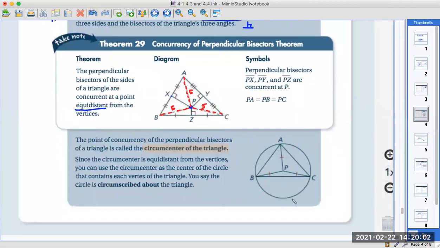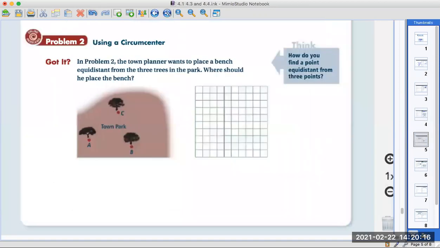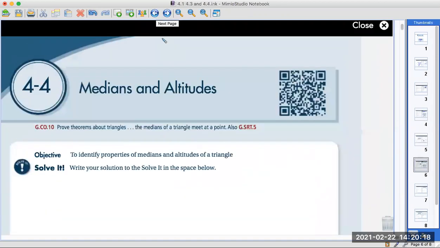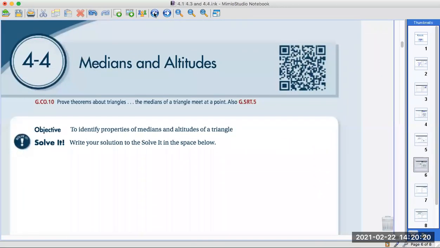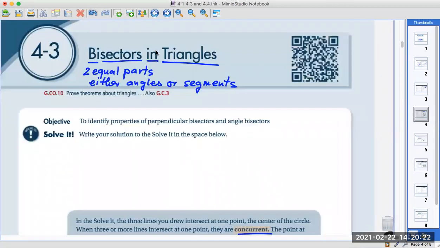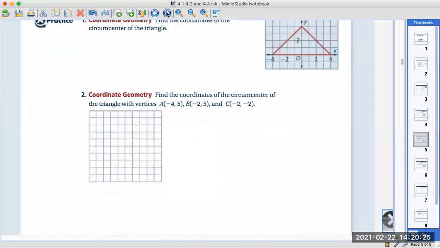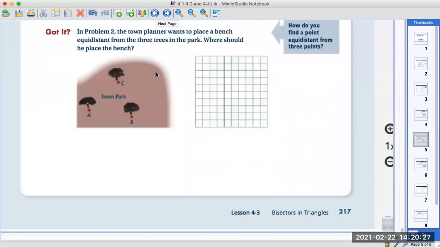And here's another picture. Okay, so let's see where I'm leading you with this. I'm going to page 218. 218, oh, skipped. Bisectors, we got that one. There it is. Is that it? No, 217. What was I going to do on that page? Oh yeah.